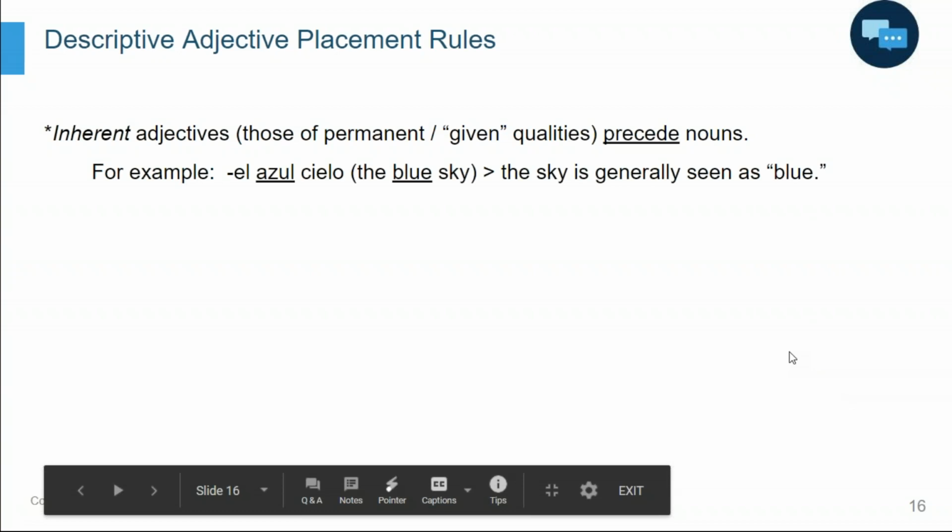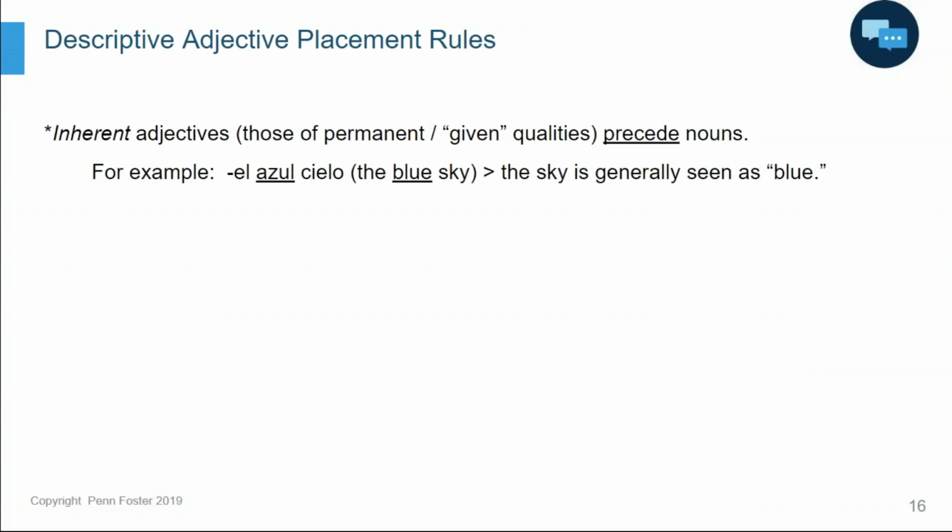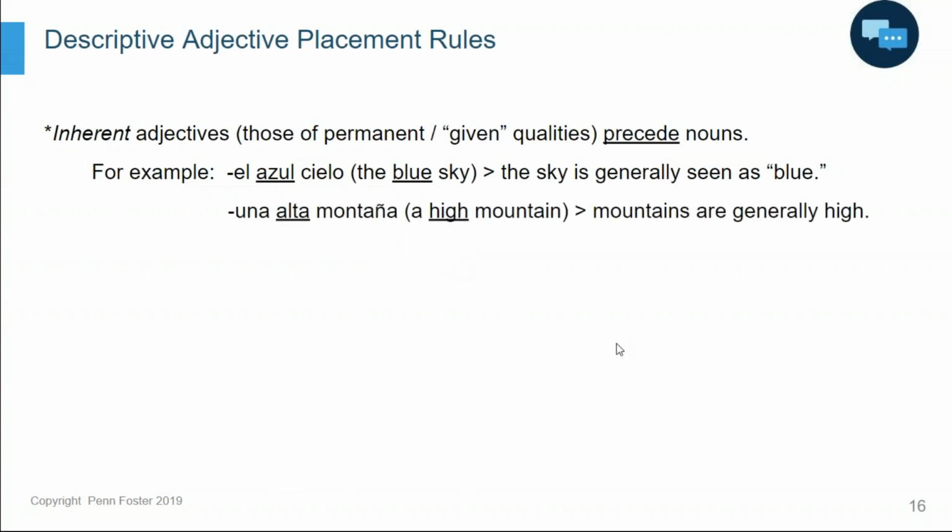Here are some examples. The sky is typically referred to as blue in its most natural state. In this case, azul, the adjective, which is inherent, comes before the noun cielo. In another example, a high mountain. Mountains are generally high. If not, it would be a hill or something lesser. And alta is your inherent adjective, which comes before the noun montaña.